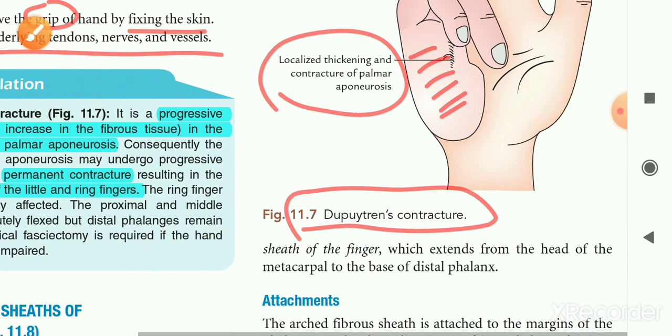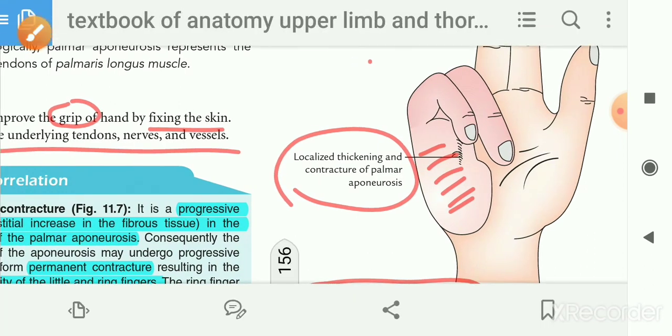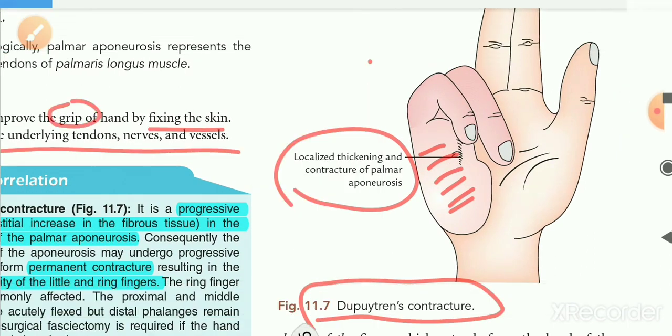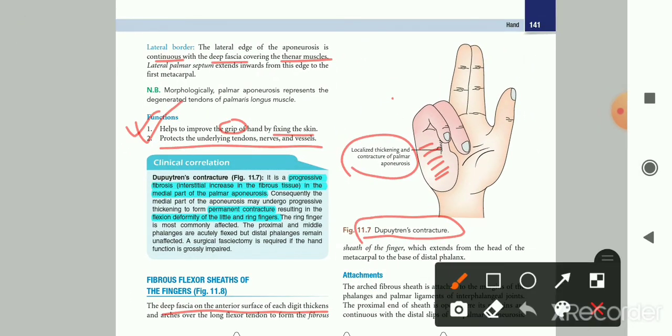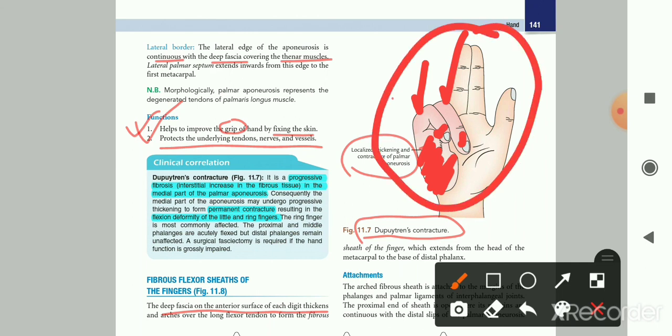So let's see. Look at that. It is a clinical condition where there is progressive fibrosis and thickening of the palmar aponeurosis at the medial side. So this palmar aponeurosis will be thickened and fibrosed, and there will be permanent contracture of the fingers, these 2 fingers. There will be flexion deformity. That means the ring finger and the little finger will be flexed due to contracture of the palmar aponeurosis. So this condition is called Dupuytren's contracture.